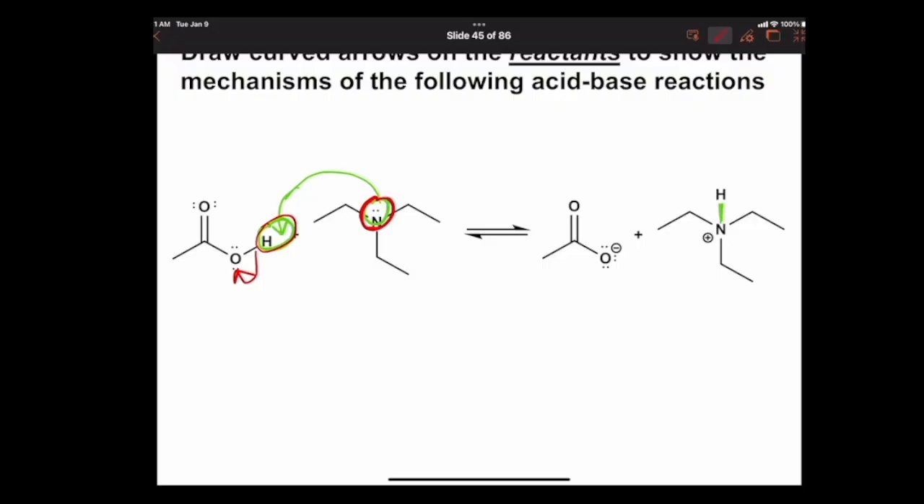The point is, since you are rearranging two bonds, you're forming a new one, you're breaking this one, there must be two pairs of electrons moving. There are two arrows that represent this migration.